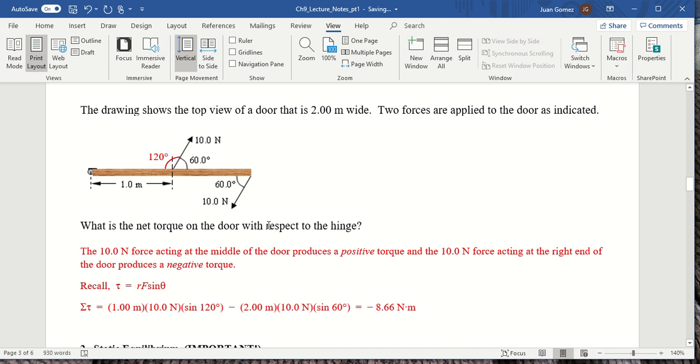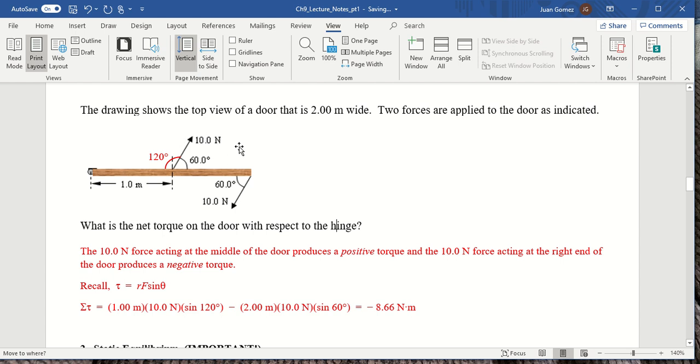And when we say with respect to the hinge, meaning the hinge right there, this is like a top view of a door. And you all know a door rotates about the hinges. So the 10 Newton force acting at the middle of the door is going to produce a positive torque, because the door is fixed to rotate about the hinge. So when you pull on it with this force, it's going to cause the door to rotate counterclockwise.